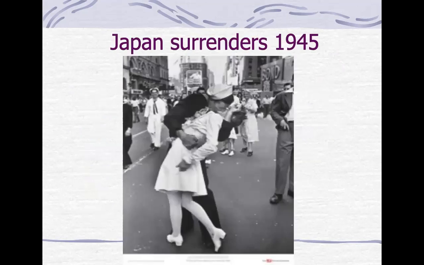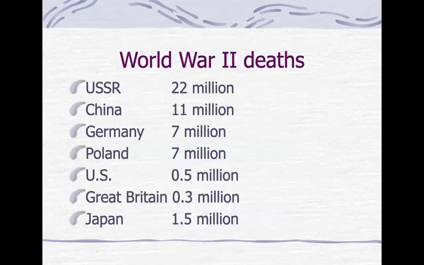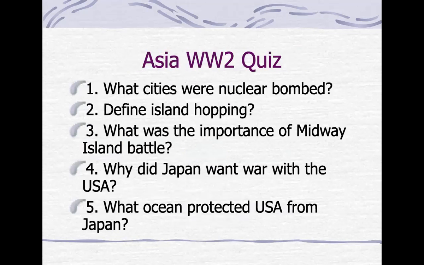So in 1945, Japan surrenders. You can see all these happy U.S. Army men and sailors coming back to their wives, giving them kisses. So World War II deaths. You can see the USSR had 22 million deaths during World War II. China had 11 million. Germany had 7 million. Poland had 7 million. The US had 500,000 deaths. Great Britain had 300,000 deaths. And Japan had 1.5 million deaths.